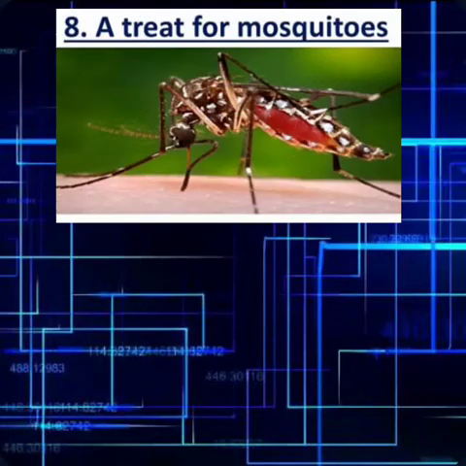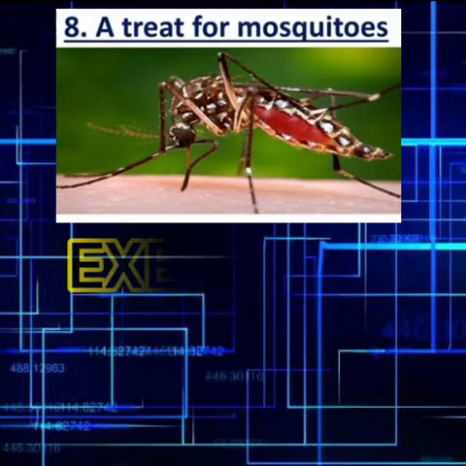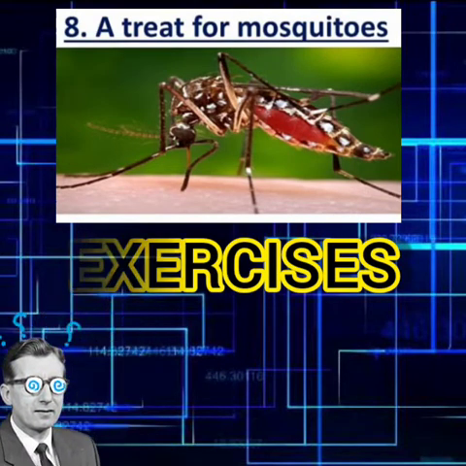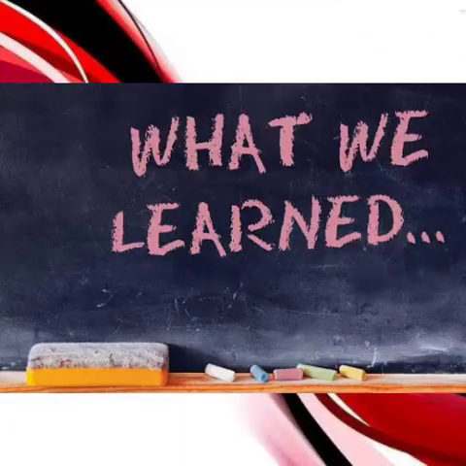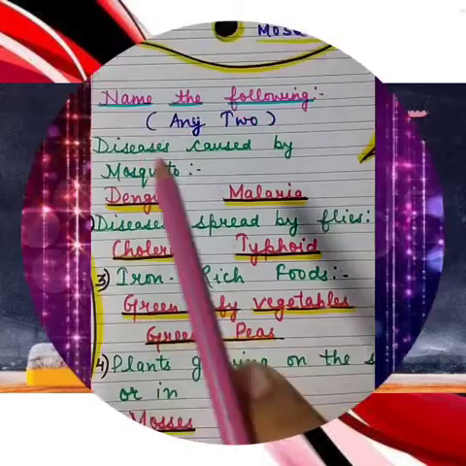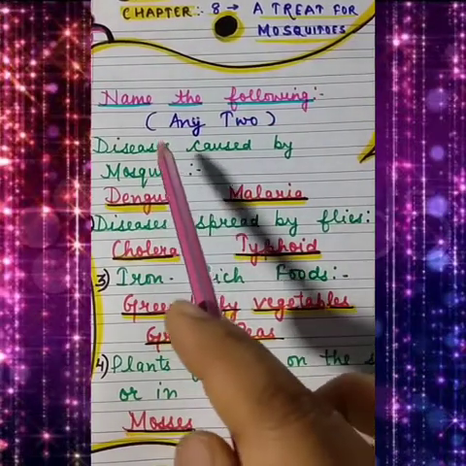A Treat for Mosquitoes. This is the name of the chapter, as you know. And continuation of the exercises now. But before that, we should know what is given in the chapter in short. We have learnt in this chapter the importance of hygiene in and around, and also the precautionary measures to be followed. Now this is exercise number 4.